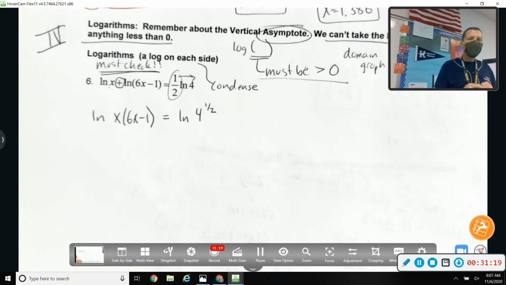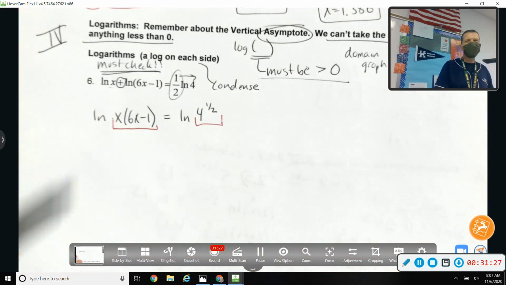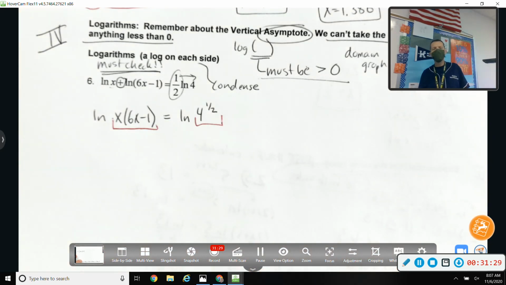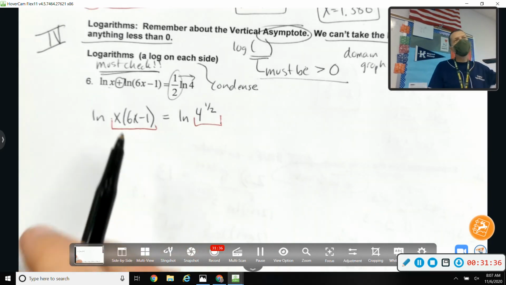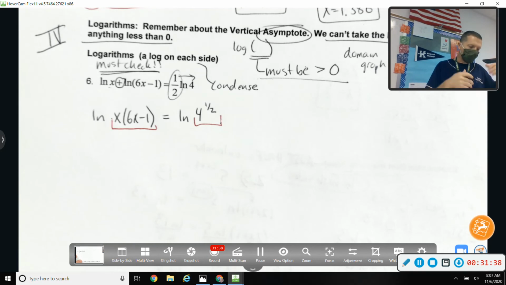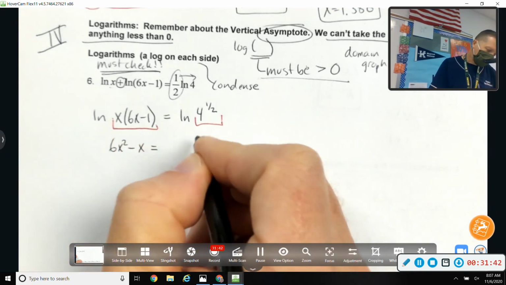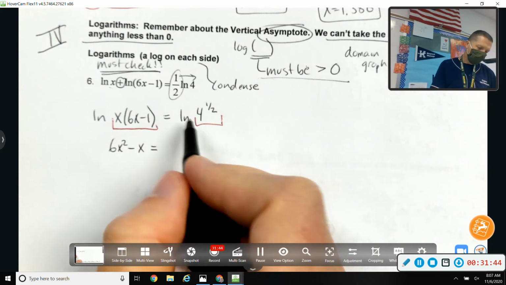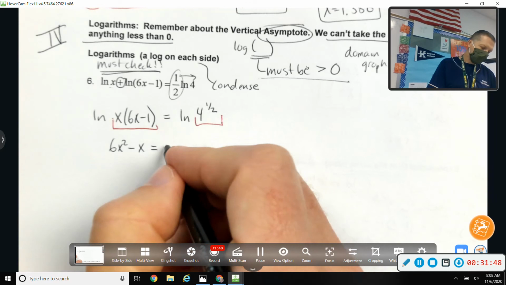But once you have natural log of something equals natural log of something, I don't want to say you cancel the natural log because that's not quite accurate, but it does mean that the two somethings have to be equal. This was sort of like type 1 where we had e to something equals e to something. You can grab the two somethings. Same thing here. The two somethings have to be equal to each other. What's 4 to the 1/2, by the way? Square root of 4 is 2.